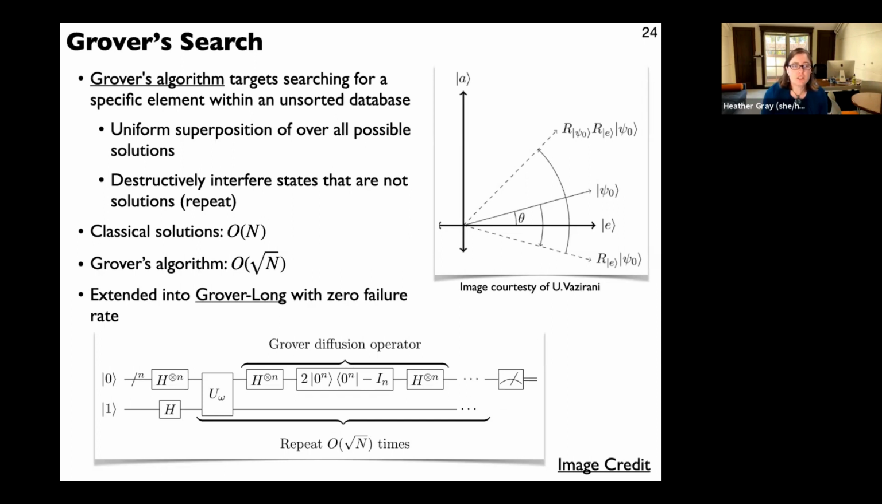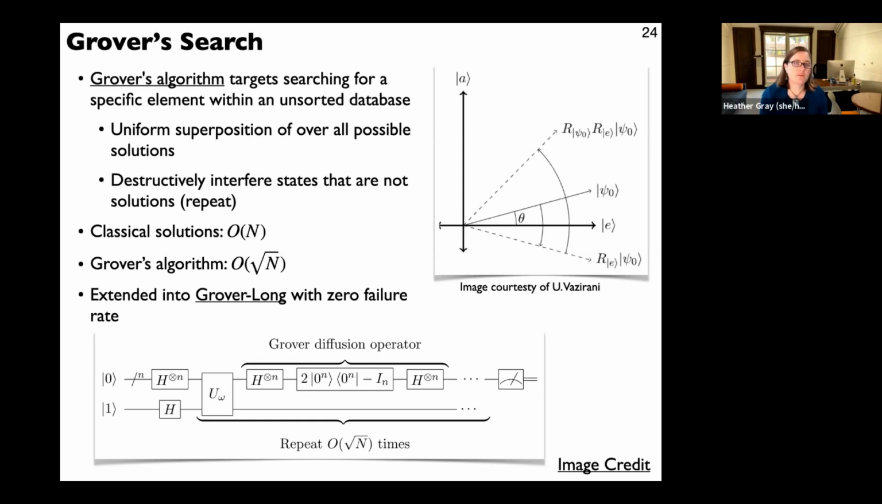In fact, the way you do it is you use two different parts. You do a reflection about E, and then you do a reflection about psi, and that effectively gets you there. It's another way of thinking about how you might do it. Then at the bottom, you can see what the circuit will look like. And indeed, that diffusion operator is doing this reflection around psi. And then you can see the other components within the circuit.